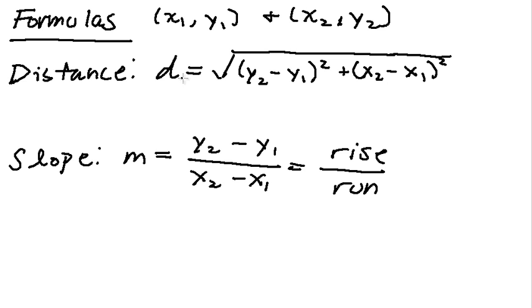The formula for distance is right here: square root of (y2 minus y1) squared plus (x2 minus x1) squared, where (x1, y1) is a point, and (x2, y2) is a point. This distance formula is derived from the Pythagorean theorem. If you're interested in that, I would suggest going to the Purple Math website, where they give a great discussion of the derivation. And the slope formula is right here. It is y2 minus y1, which is the rise, over x2 minus x1, which is the run.